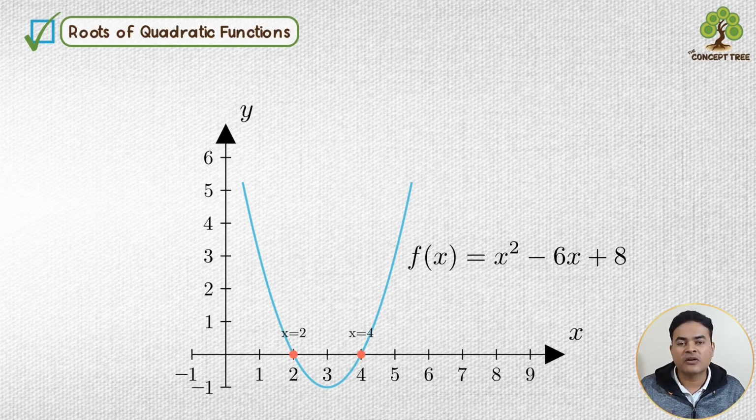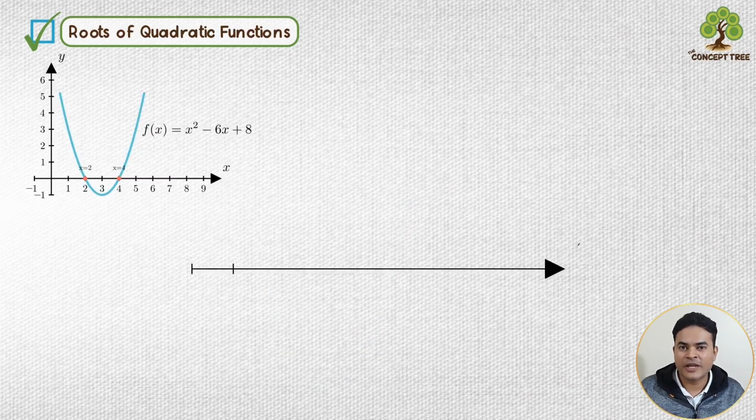These 2 points are called the roots of the quadratic equation, which if we solve the equation, we get the same values, x equal to 2 and x equal to 4. So whether you call it a solution or you call it a root, that is basically the same thing. Let us see one more example.